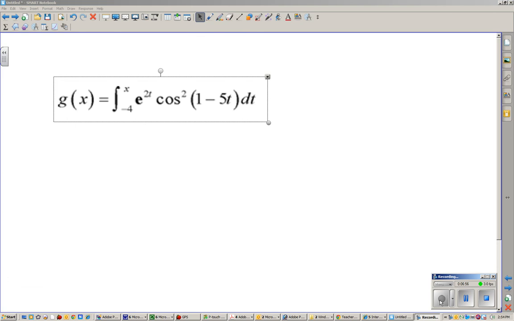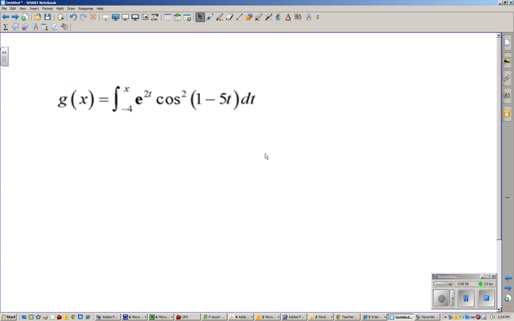So here's another example. This one is a little bit ugly. Let's say that the instructions were for this one to find g prime x. Well, because it is of this special form, we're going to say no problem. The answer is g prime x. We are in fact looking at it.